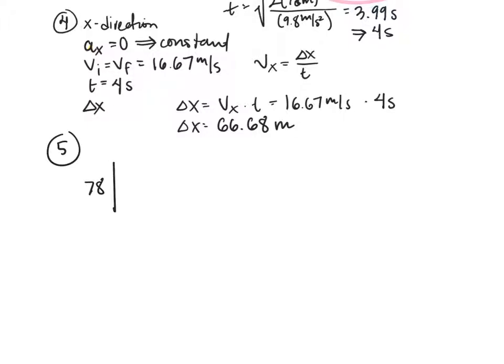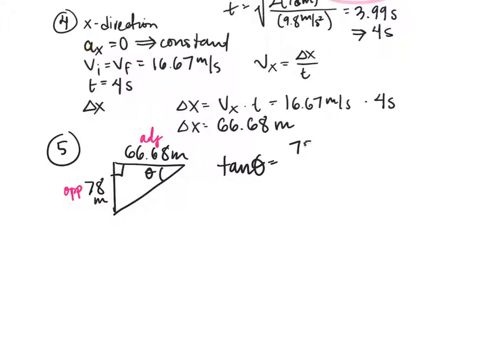I've got a triangle with 78 meters on one side, 66.68 meters on this side. It's a right triangle because x and y are perpendicular to one another. And I want to find angle theta. So the tangent compares my opposite and my adjacent side. So I'm going to choose that. Since I don't know the hypotenuse, why bother to find it? So the opposite side of my triangle is 78 meters divided by 66.68 meters. So in my calculator, I put in what the inverse tangent is of those numbers there.